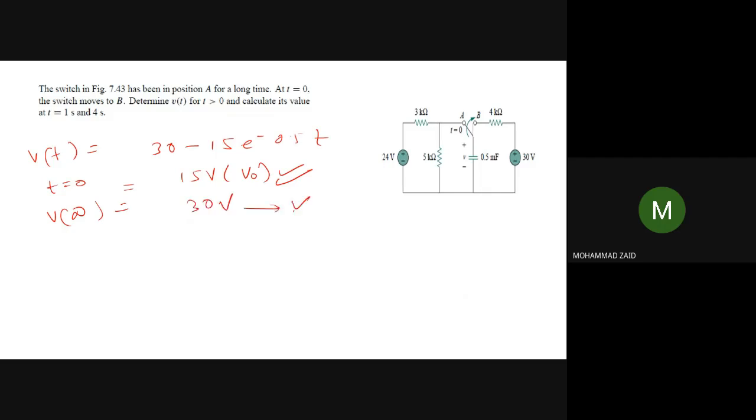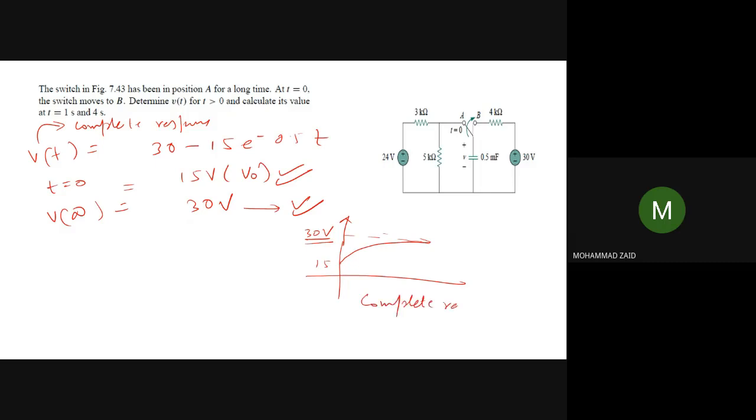Okay, that is also correct, because the expression Vt is now the complete response of the circuit. The graph you can draw is like this. It will start from 15, and the maximum voltage which you will get will be 30 volt. That will be the complete response of the circuit.